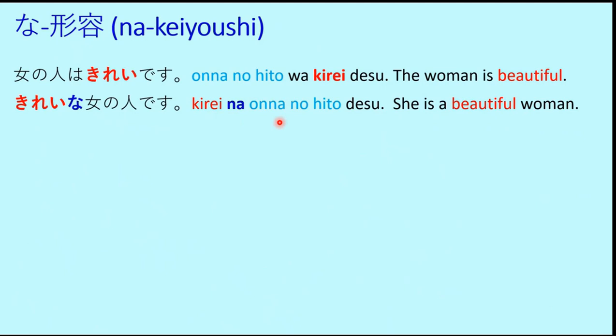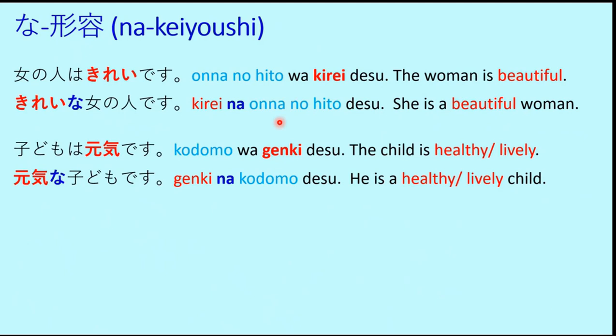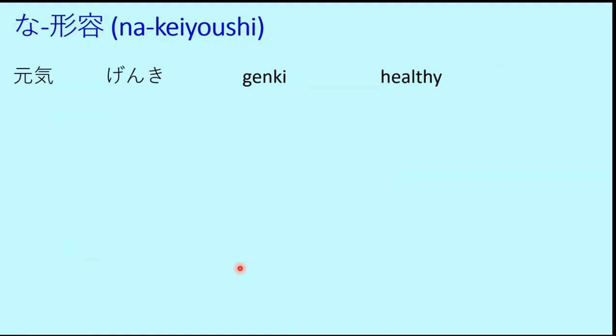So onna no hito wa kirei desu. Kirei na onna no hito desu. Kodomo wa genki desu. The child is healthy or lively. Genki na kodomo desu. He is a healthy or lively child. Kirei onna no hito desu, it doesn't make any sense. Genki kodomo desu, it doesn't make any sense. This was possible in the i adjective, but it's not applicable for the na adjective. So here it should be kirei na onna no hito desu, genki na kodomo desu.